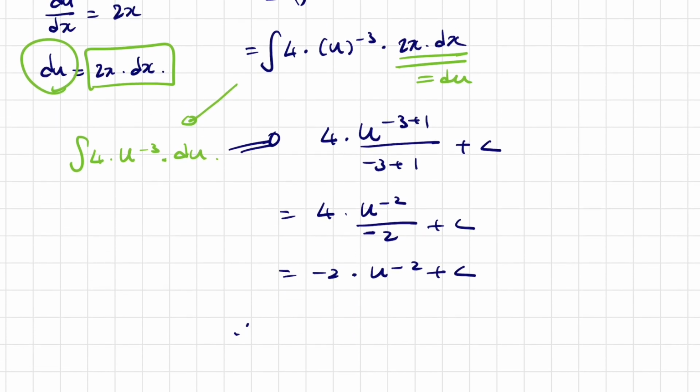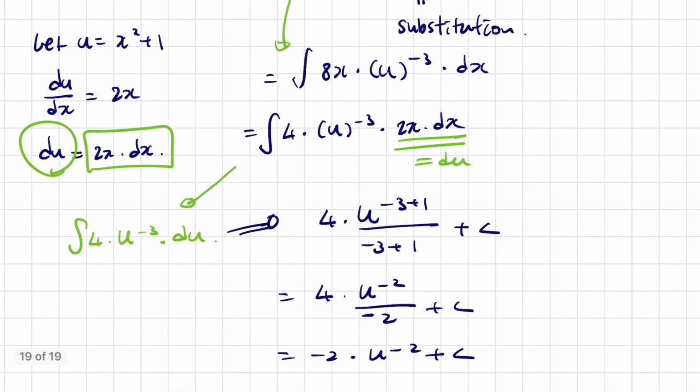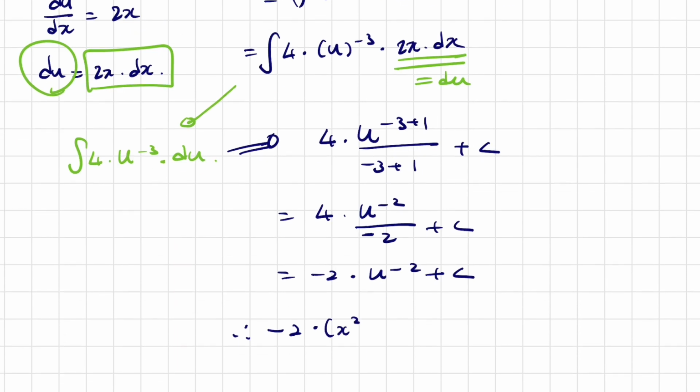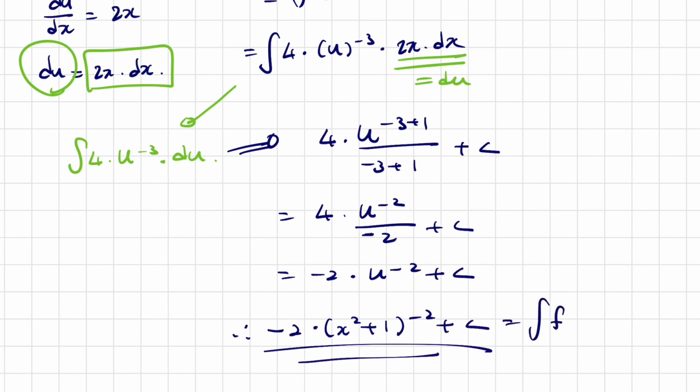Then we can say that the integration of the function f of x is the same as negative 2 times, since the u value is the same as x squared plus 1, x squared plus 1 to the power of negative 2 plus c. This is the same as the integration of the function f of x in terms of dx.